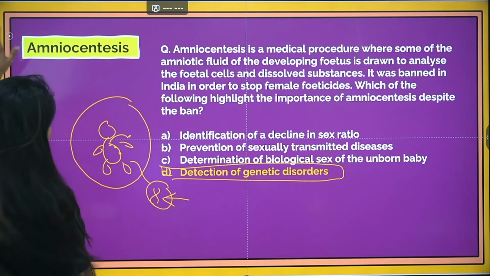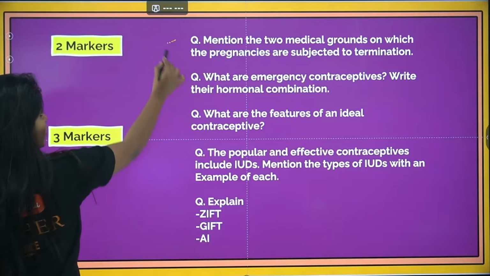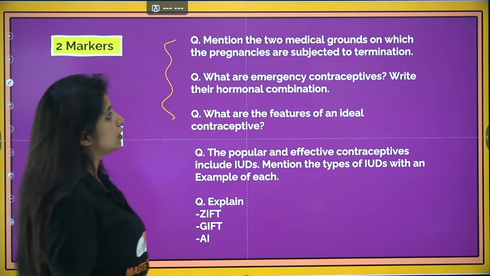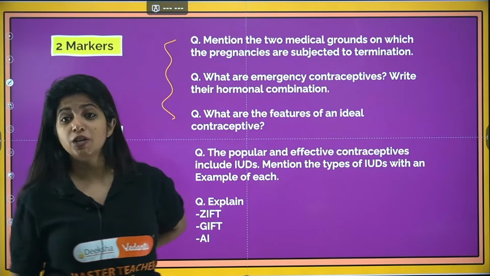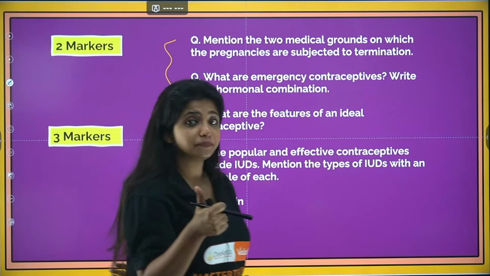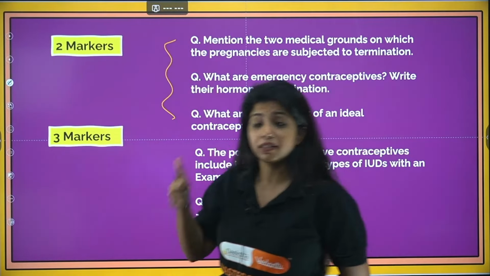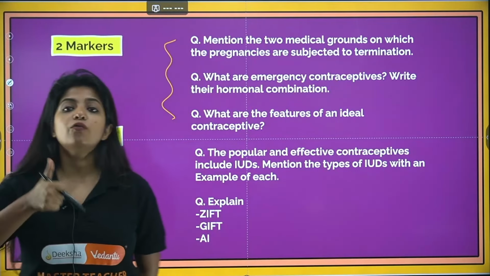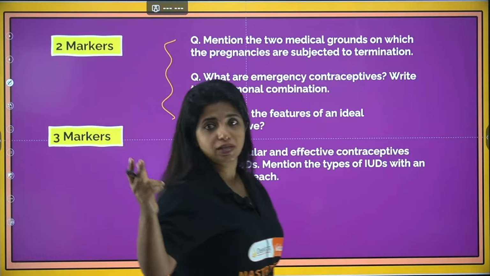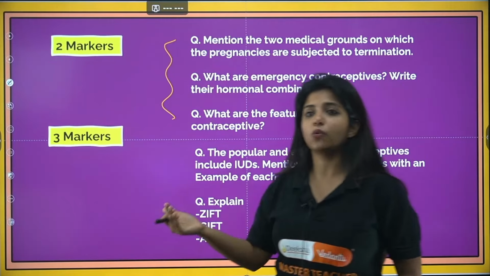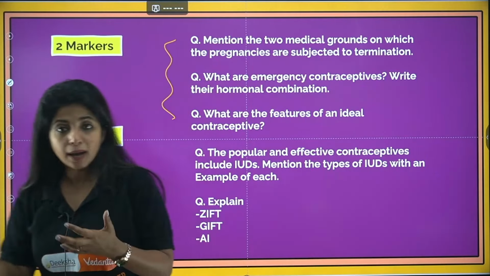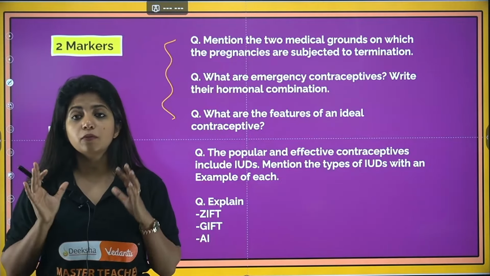Okay, fine. Next, the 2-marker question that you can expect is this: mention the 2 medical grounds on which pregnancies are subject to termination. When is it? It is when there is risk to the mother's physical as well as mental health, and secondly when it is risky for the baby. Okay, also when it is rape or any situation like that, at that particular time also it can happen.